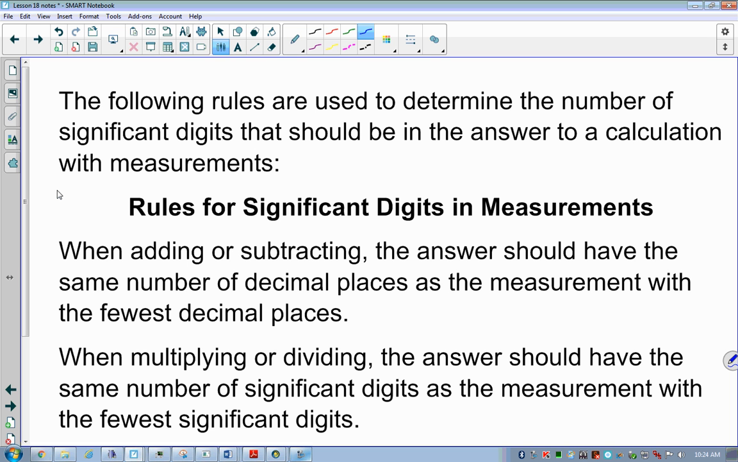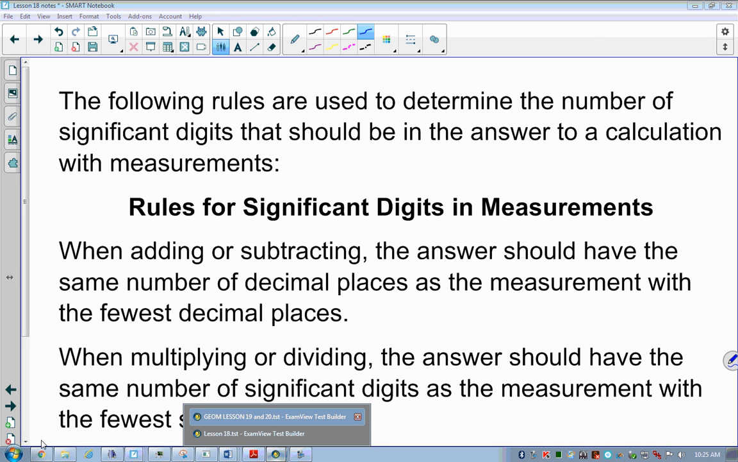All right, so when adding or subtracting, the answer should have the same number of decimal places as the measurement with the fewest decimal places. When multiplying or dividing, the answer should have the same number of significant digits as the measurement with the fewest significant digits. So they say that twice, and hopefully I've written that down right. But that's that. So let's see, and I need to actually pull it up.